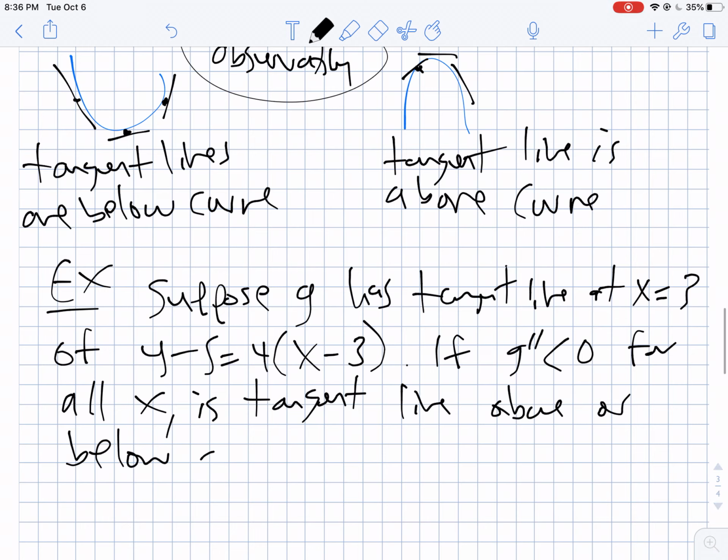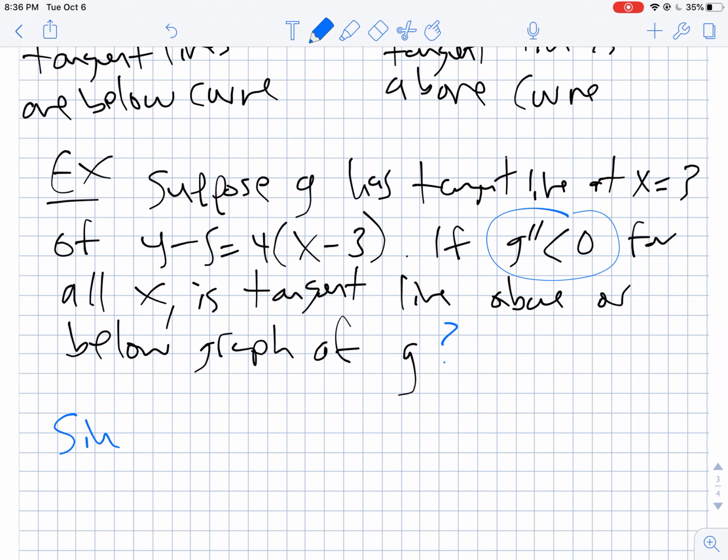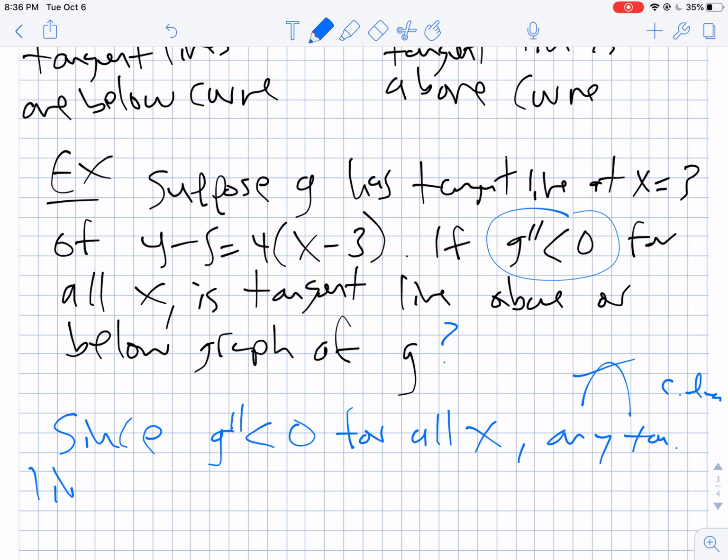Now in this case, like I just told you, I told you exactly what this is. I forgot to put a question mark, but we know just looking at this that it's a concave down graph. So the way you'd write this up is just say, okay, since g double prime is negative for all x, that means you're concave down, so any tangent line is above the graph. Because it's above the graph, you might call it an overestimate.